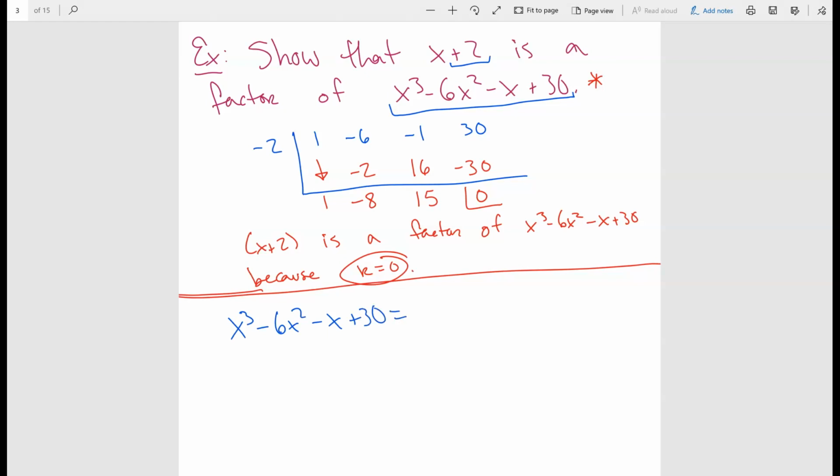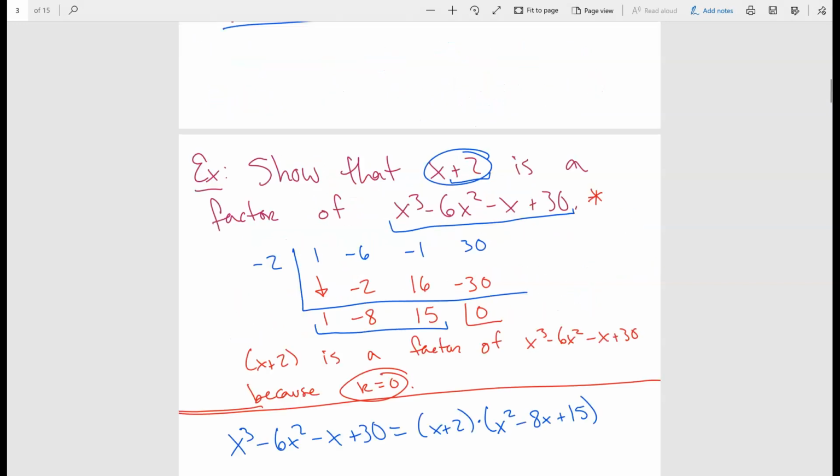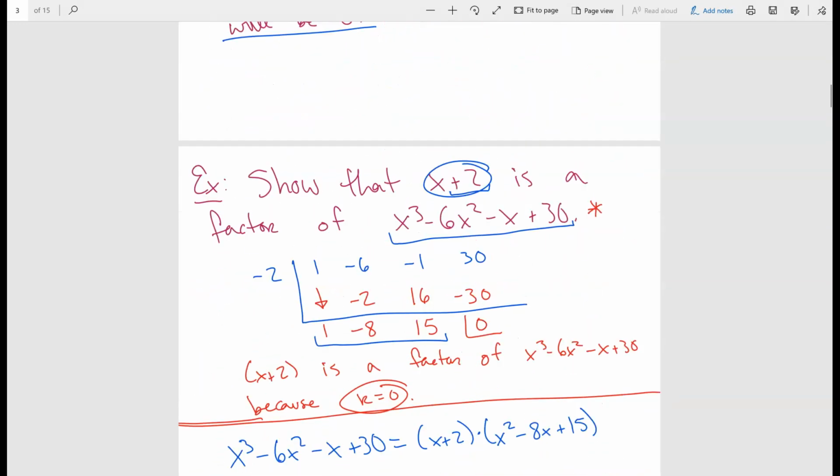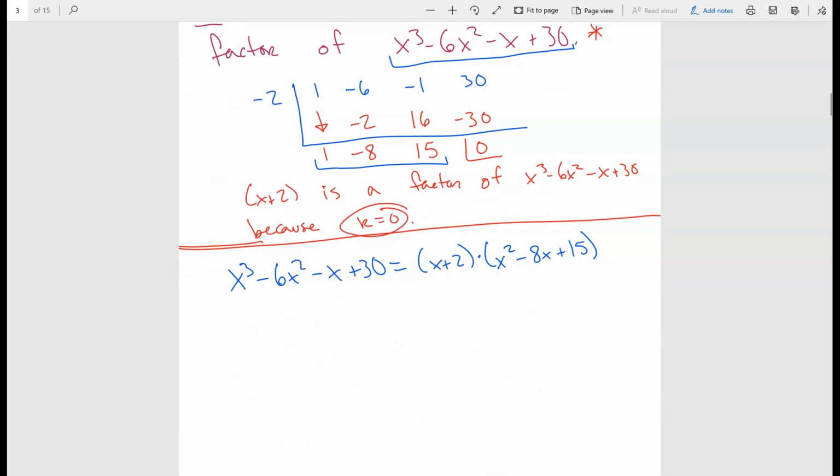We can write it as x plus 2 multiplied by the quotient, and our quotient was this guy. So remember, this was an x cubed, so now this should be a squared term. It's going to be x squared minus 8x plus 15. And then obviously the remainder in this case is going to be 0, so this guy is gone. So basically what I did is that I can rewrite this entire polynomial that was really difficult to factor into something that looks like that.